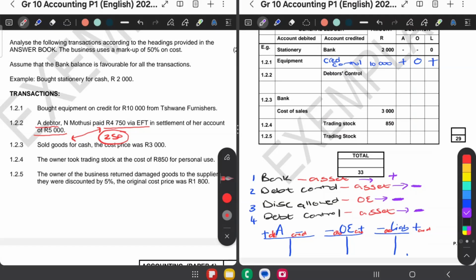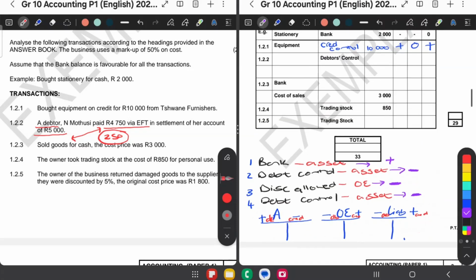Okay, so at least there are my pluses and my minuses. Now let's say account debited or credited. This is asset and a plus. Yes, asset and a plus. It's debited, so this account will be debited.